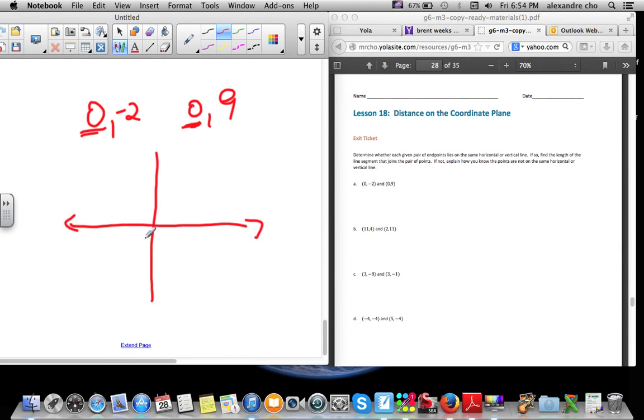So, let's make this 1, 2, 3, 4, 5, 6, 7, 8, 9. So one point, 0, negative 2, is zero, so don't go left or right, but go 2 down. So let me put it right here. The other one is, again, at 0. Don't go left, don't go right, but go 9 floors up. 1, 2, 3, 4, 5, 6, 7, 8, 9. So one person is on the 9th floor, and the other person is 2 floors underground.